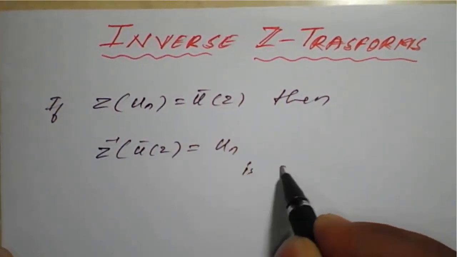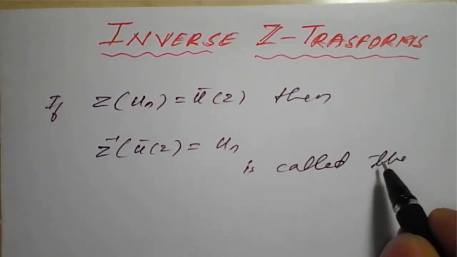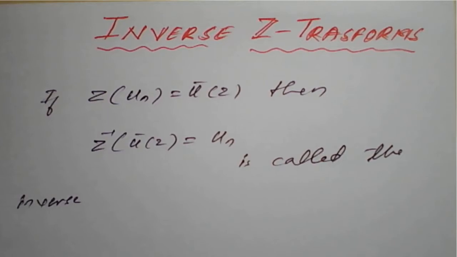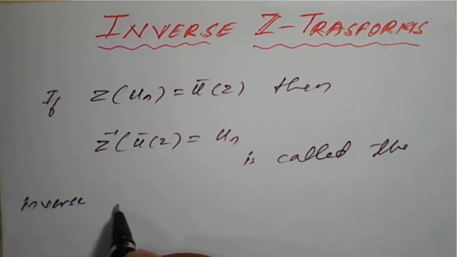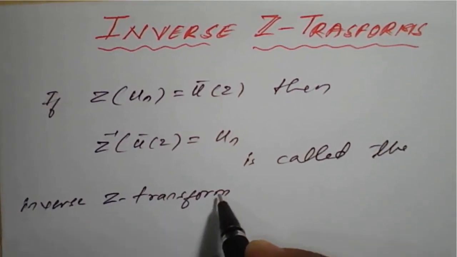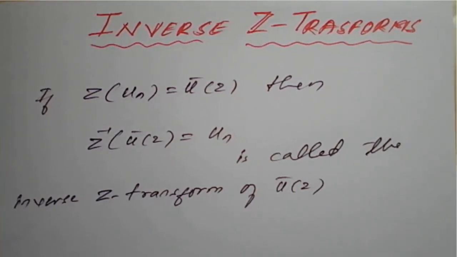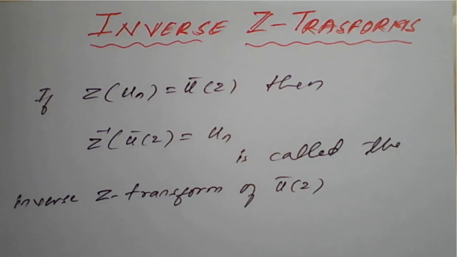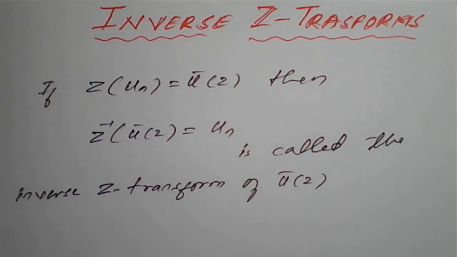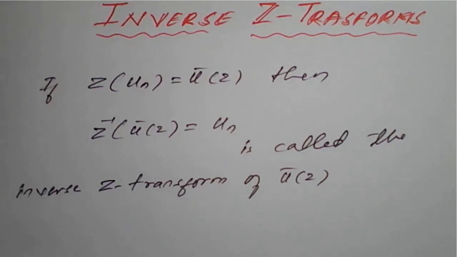This is called the inverse Z transform of u dash of Z. This is a simple definition of Z transform, I can say. Already we have seen in detail in the actual introduction, so here we'll just see what a Z transform is.